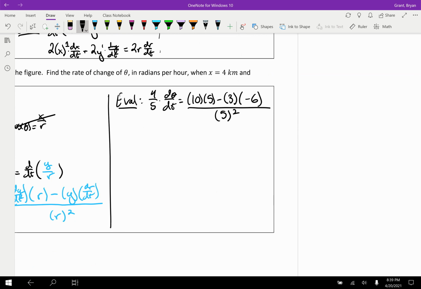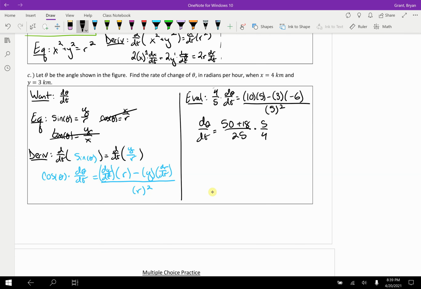Last but not least, we need to get rid of the 4/5. Don't divide it. Don't do anything weird. Just d theta dt equals, and you can do a little simplifying if you're feeling confident, times the reciprocal. To get rid of 4/5, you multiply by 5/4, and you're done. All right, if you wanted units, theta is in radians, and time is in hours. Ta-da!